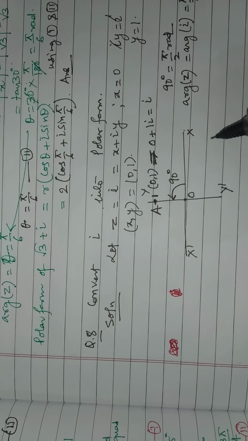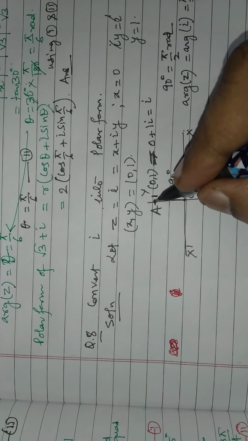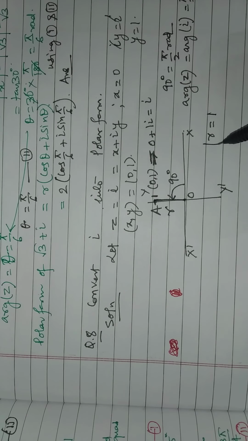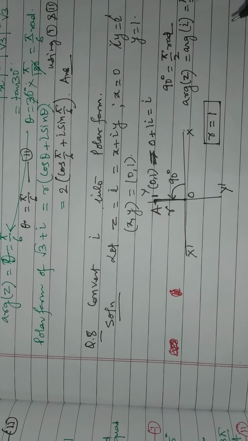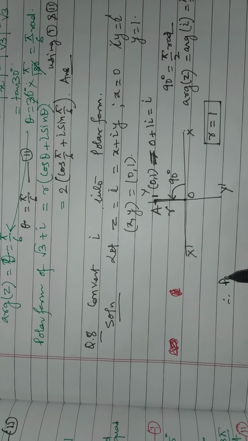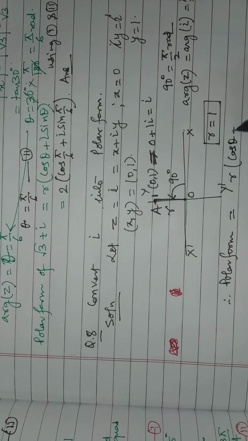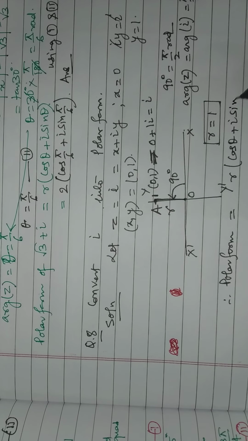Now we have to find the distance r. So this distance r is equal to what? It is clearly 1. Clearly the modulus of this complex number will be 1. If you find it with the formula, you will get the same. So therefore the polar form is equal to r bracket cos theta plus i sin theta.